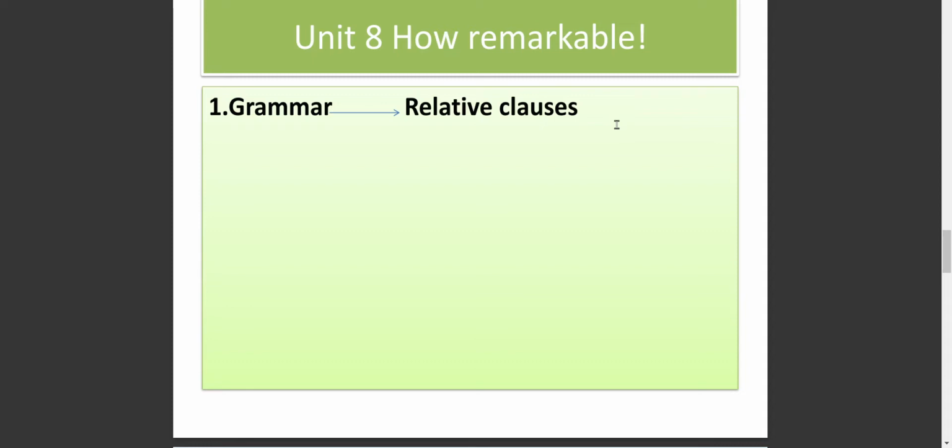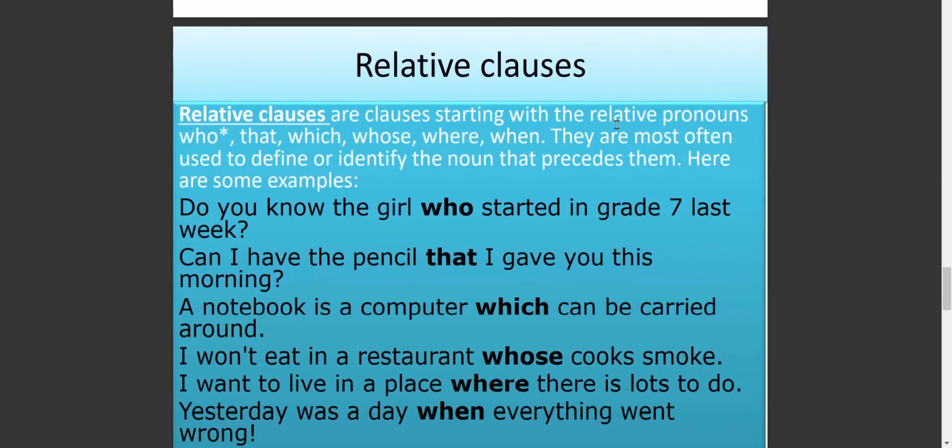Okay, now we come to Unit 8. We have here grammar, relative clauses. What do we mean by relative clauses? Relative clauses are clauses starting with relative pronouns: who, that, which, whose, where, when. They are most often used to define or identify the noun that precedes them.